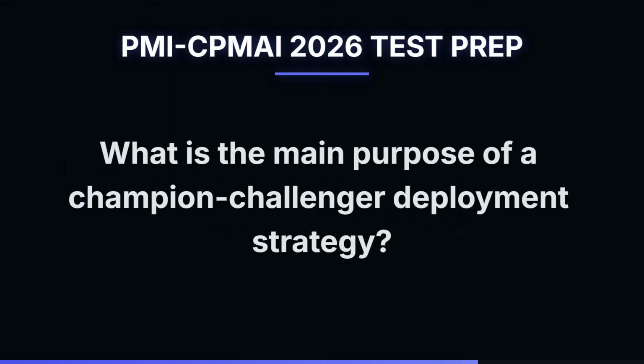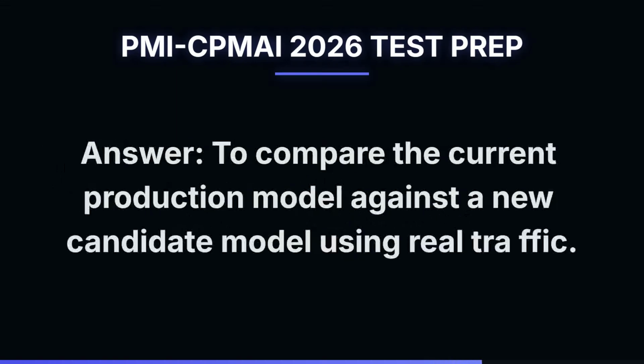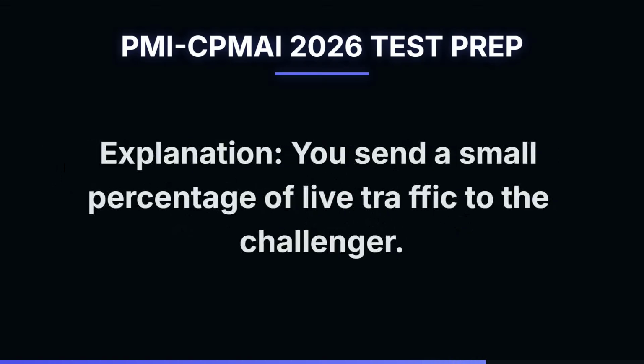4. What is the main purpose of a champion-challenger deployment strategy? To compare the current production model against a new candidate model using real traffic. You send a small percentage of live traffic to the challenger. If it outperforms the champion, you gradually replace the old model with the new one.